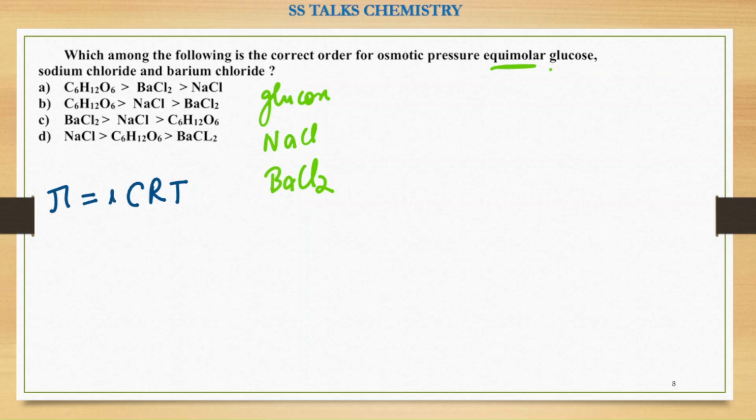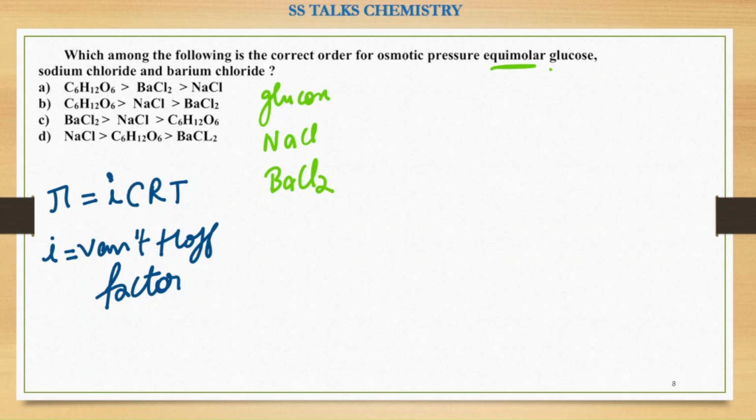So a factor of i is denoted over here. This i is called the Van't Hoff factor. So what is this Van't Hoff factor? Basically, it is defined as the ratio of the total number of moles formed after the dissociation or the association upon the original number of moles of that particular electrolyte that you are having.